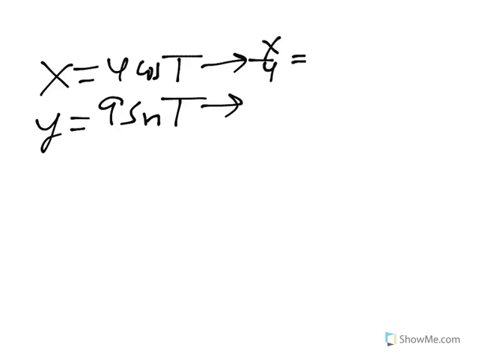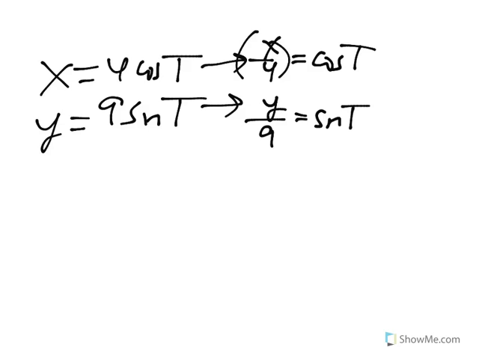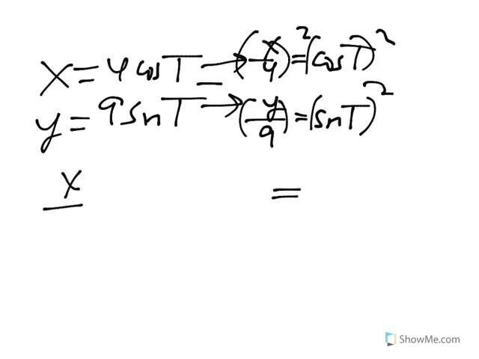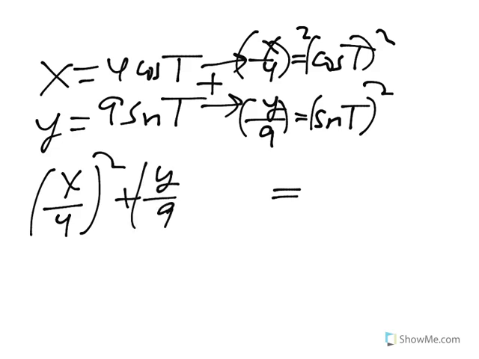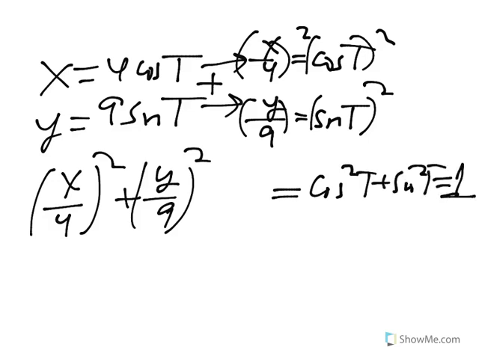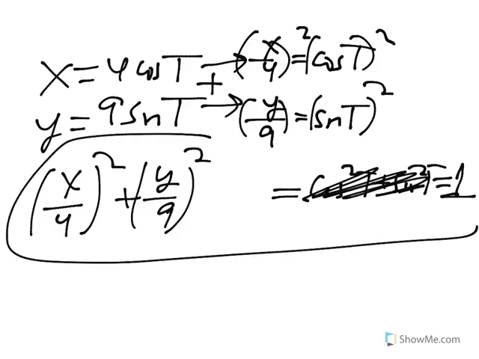Instead, I'm going to divide both sides by 4, divide both sides of the other equation by 9, and then I'm going to square both sides of both equations. The reason I'm going to do that is because if I add these two equations together, I get (x over 4) squared plus (y over 9) squared on the left. On the right, I get cosine squared t plus sine squared t, but there's a trig identity that says that can be replaced with 1. So as you can see, it actually did become an ellipse after all.